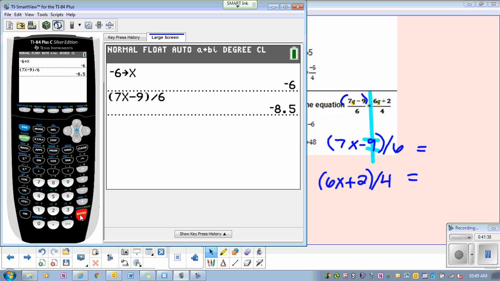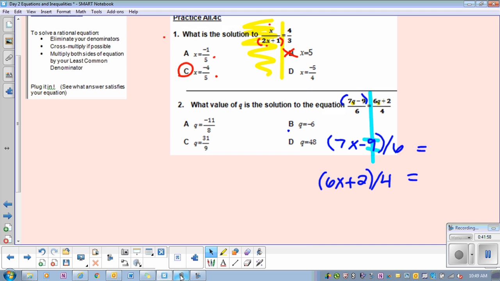-8.5. Let's plug in the right-hand side, 6x plus 2 divided by 4. Good. Don't they equal each other? Left-hand side, right-hand side? And they should, because equals. So B works. Good job. And the thing is, I want you to use the store function because a lot of you are really good on the calculator, and that is a resource, so use it.